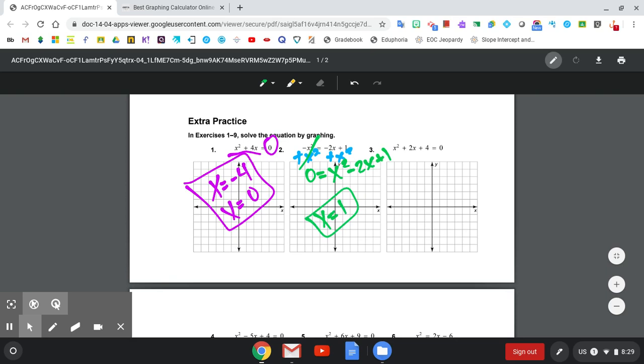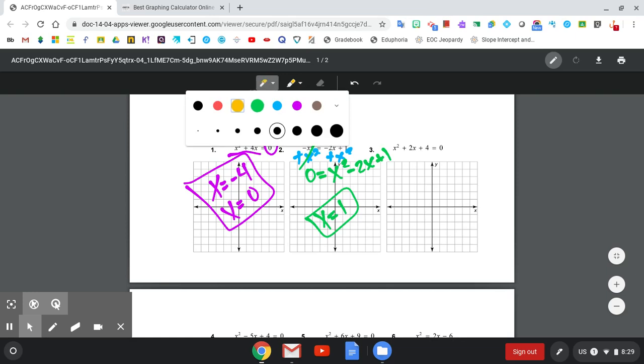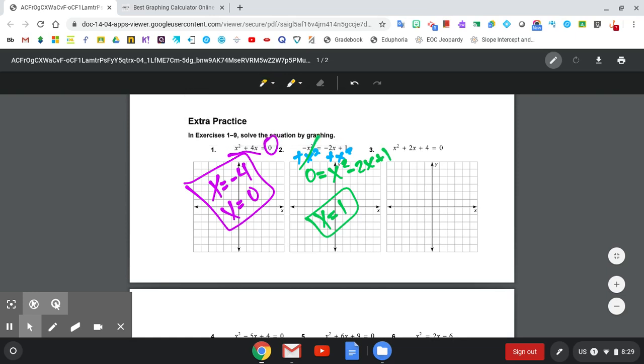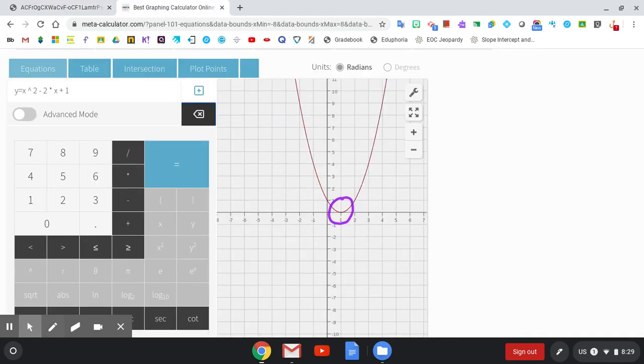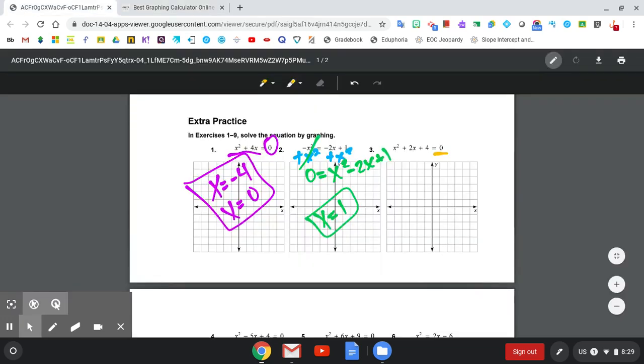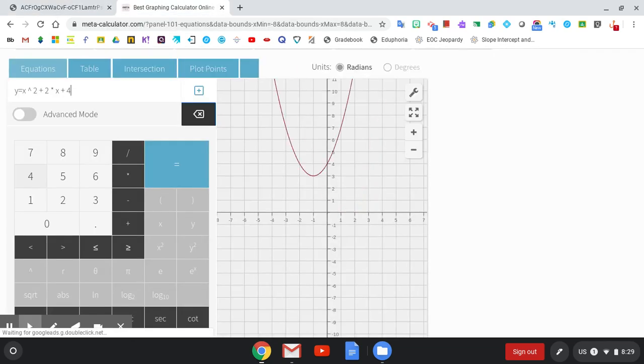Okay, number 3. Again, I'm looking for, are we in standard form? And I can see yes, because we are equal to a 0. So I'm going to put an x squared plus 2x plus 4 into my calculator. X squared plus 2x plus 4. Let me double check that. Yes. Then I'm going to hit enter, and here is my parabola now.